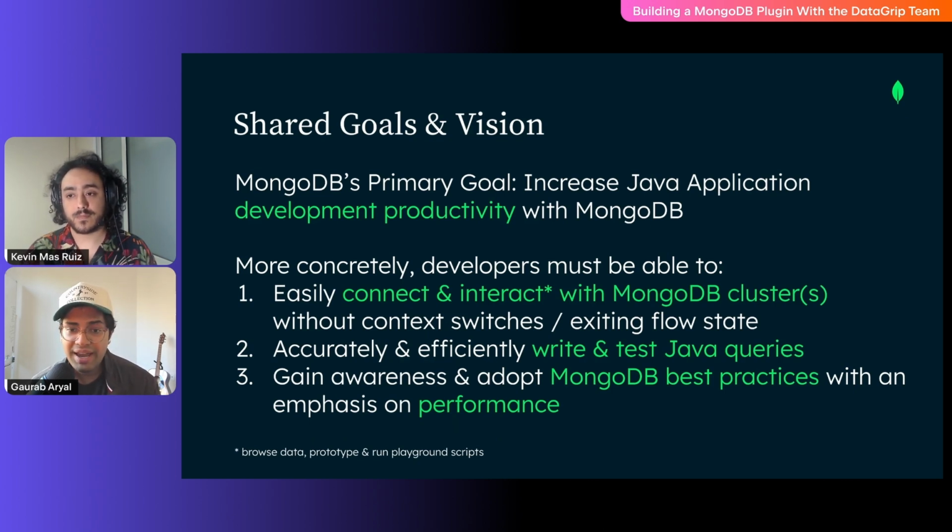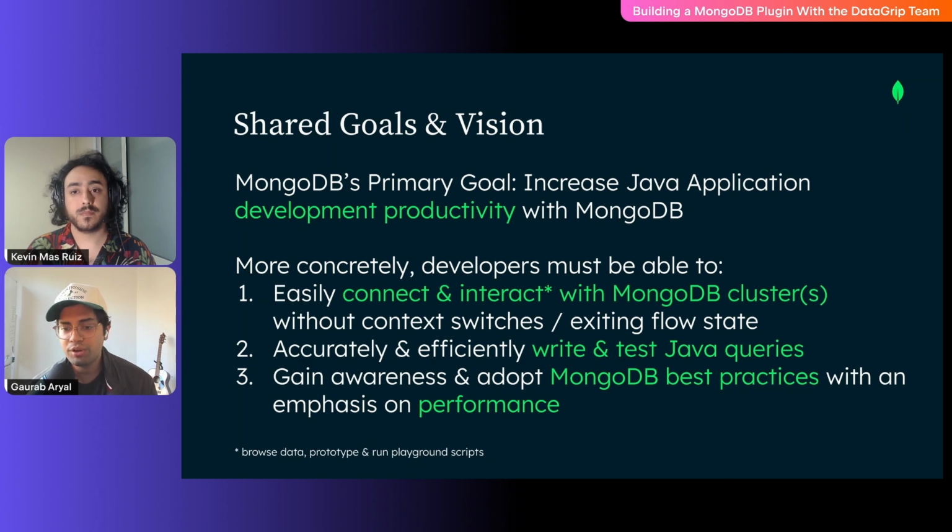On the MongoDB side, our primary goal was to increase development productivity, especially for Java developers in IntelliJ. More concretely, we wanted users to be able to connect and interact with their MongoDB clusters without having to context switch over to another tool. And the second goal was being able to accurately write and test your Java queries.